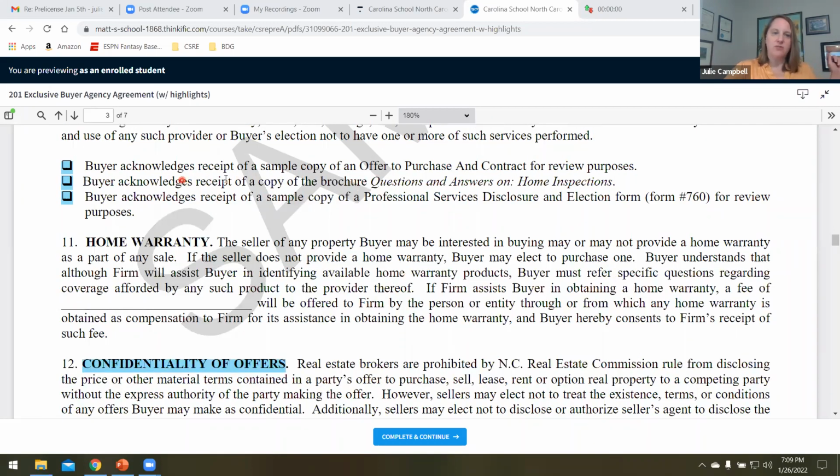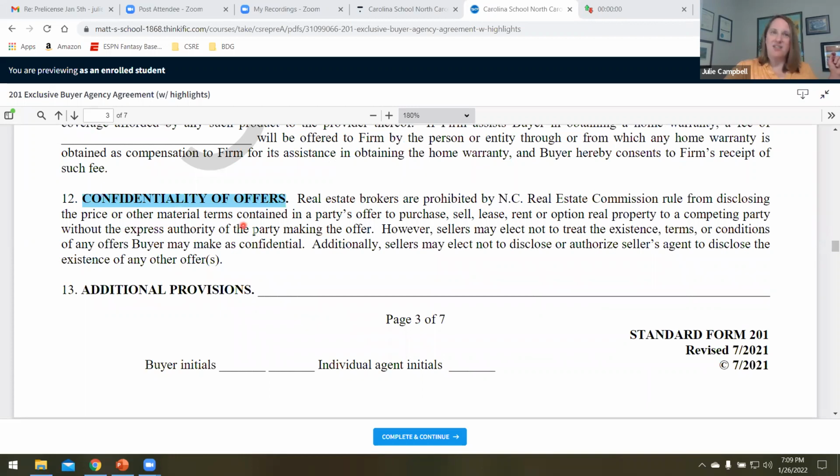Provide them with some sample stuff, a sample offer to purchase. There's a nice Q&A on home inspections, that kind of thing. The other thing we did not see in the listing agreement is confidentiality of offers. There's a commission law and rule that we'll get to that says I cannot disclose the terms of the buyer's offer without the buyer's permission. I owe them that confidentiality. So I present the offer. The listing agent has that same obligation.